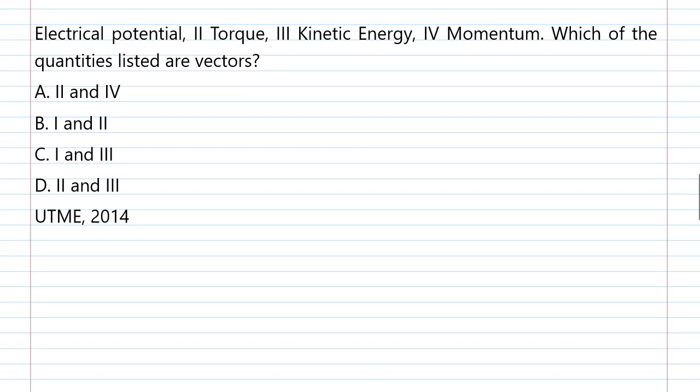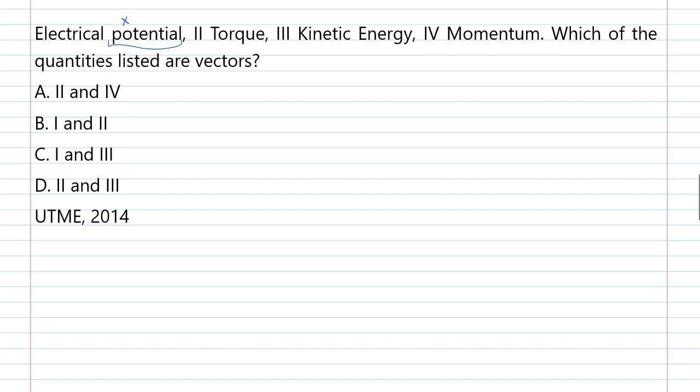Electrical potential, torque, kinetic energy, and momentum. Which of the quantities listed are vectors? Let's start by looking at the different quantities that were given. The first one is electrical potential. Electric potential is a scalar. You can tell from the word potential, just like in potential energy, it has nothing to do with direction. So electric potential is a scalar, so we'll cancel it out.